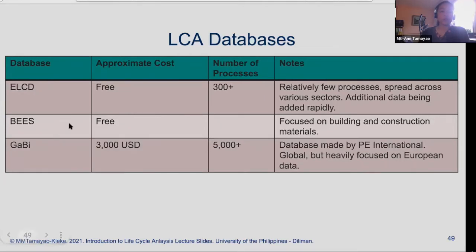And then you have two other free databases here, ELCD and then BES. There are 300 plus for ELCD. They have relatively few processes, and they are spread across various sectors. But there are additional data being added. And for BES, they are focused on building and construction materials. And then you have GaBi. It is worth 3,000 USD. Maybe this is higher now. It has more than 5,000 processes. The database was made by PE International. They have some global data, but again, heavily focused on European data.